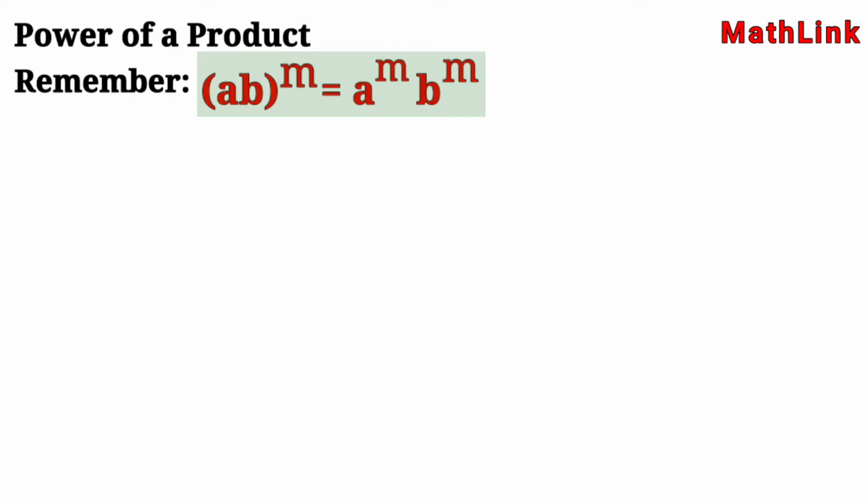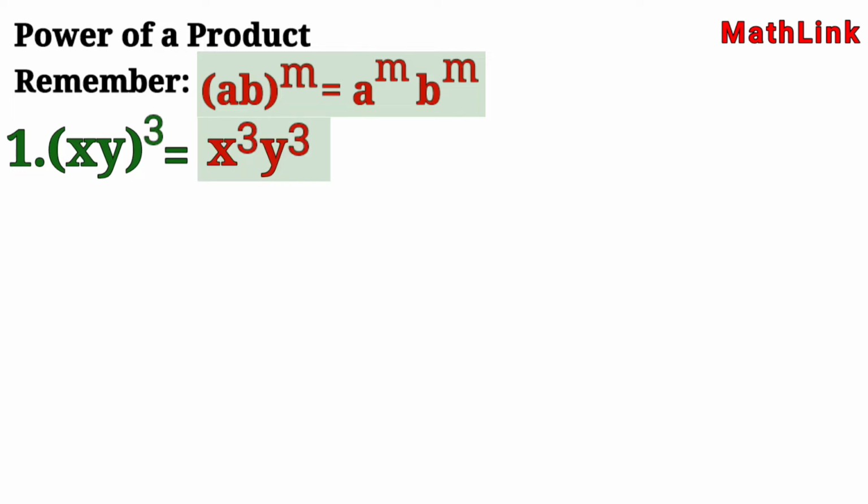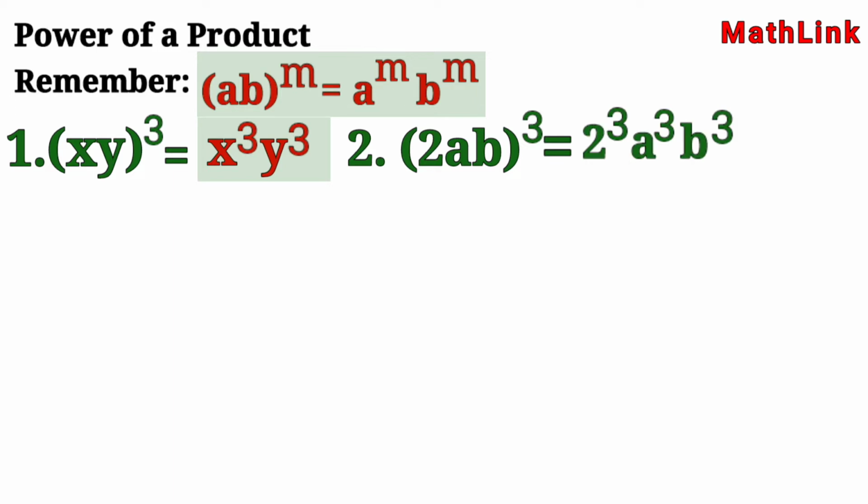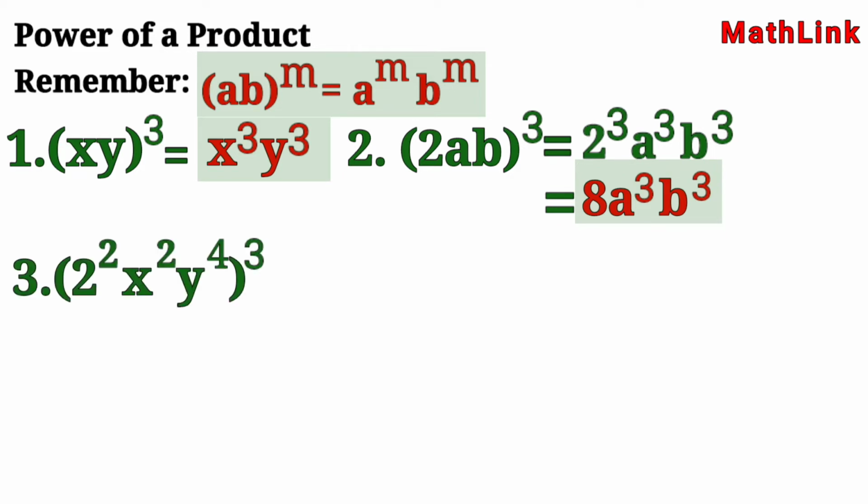Power of a product. Remember, the quantity ab, raised to m, is equal to a raised to m, b raised to m. We distribute the power to each factor. Example: the quantity xy cubed is equal to x cubed y cubed. Example number 2. The quantity 2ab, raised to 3, is equal to 2 cubed a cubed b cubed, is equal to. 2 cubed is equal to 8. a cubed b cubed.